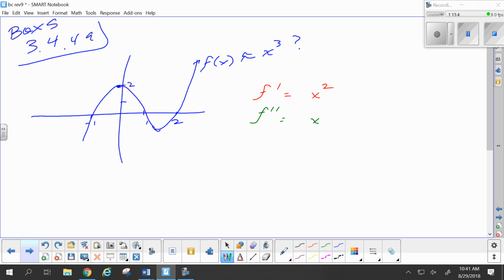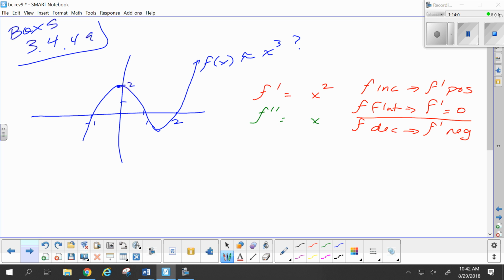Cool? Now the question is where and what do they look like? That's where the calculus knowledge comes in. This is the big idea that I want to go in your head here. Where f is increasing, f prime is positive. Where f is flat, f prime is 0. And where f is decreasing, f prime is negative.